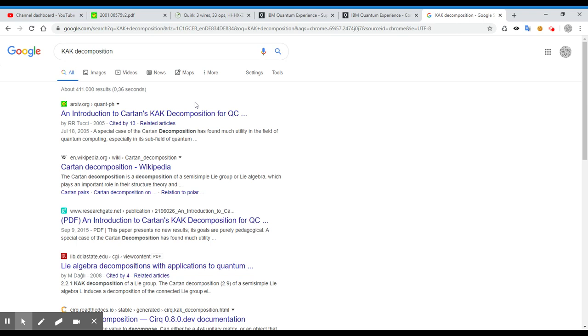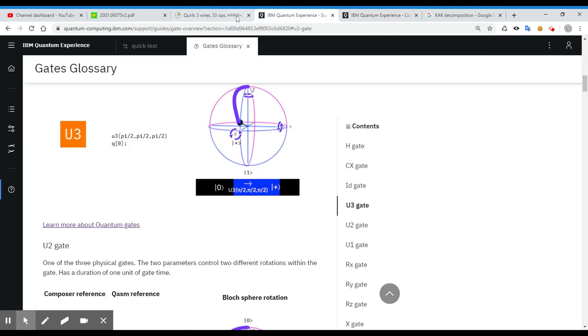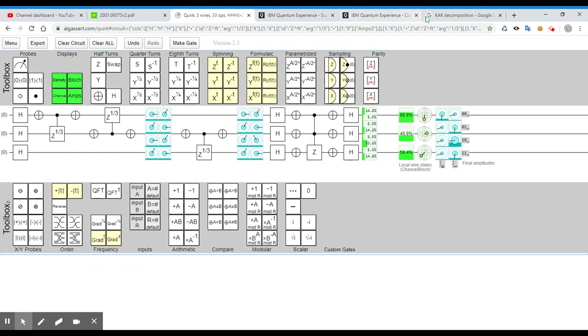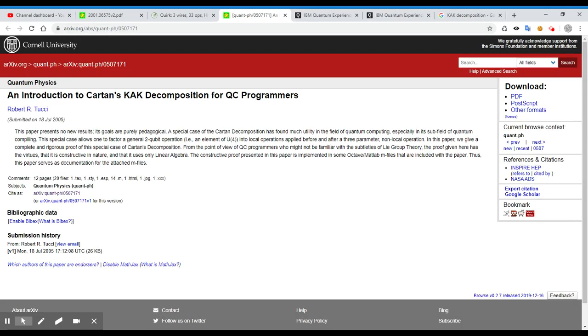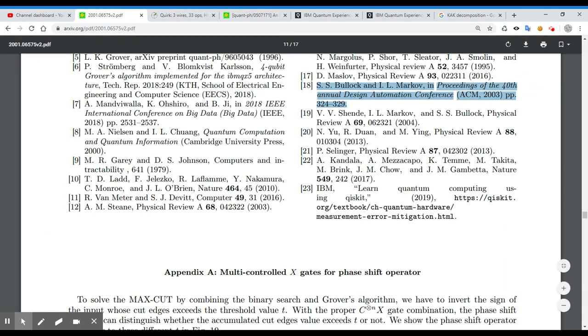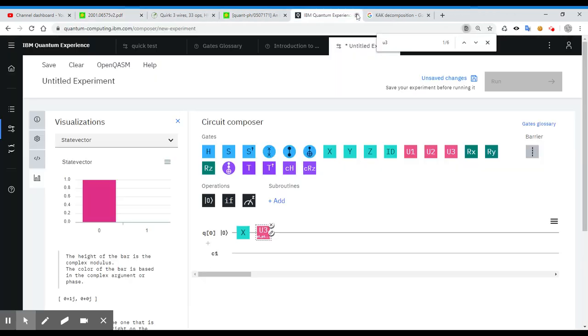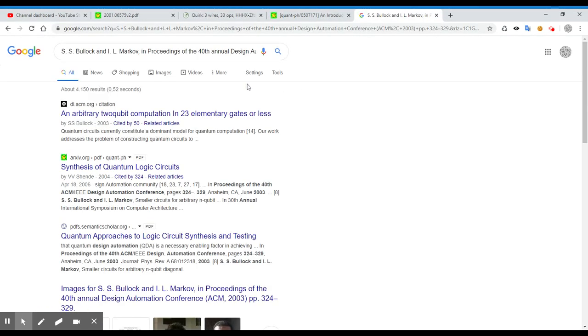would not understand why those rotations approximate that circuit. So that's an international Cartan's KAK decomposition, from Robert R. Tucci. I don't know if this is the one. The two references here are different, so maybe I should just Google that.